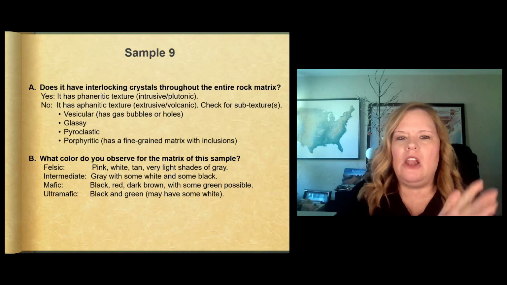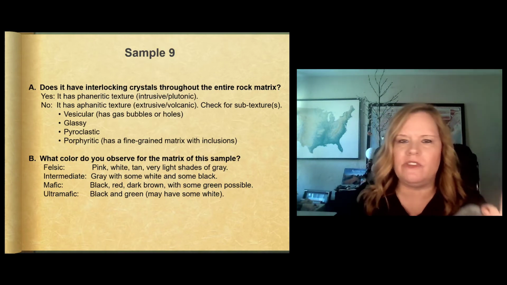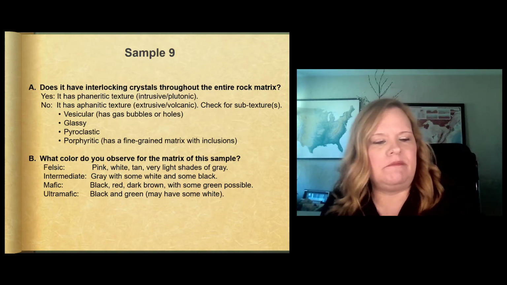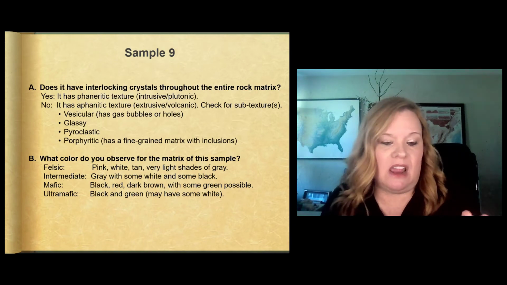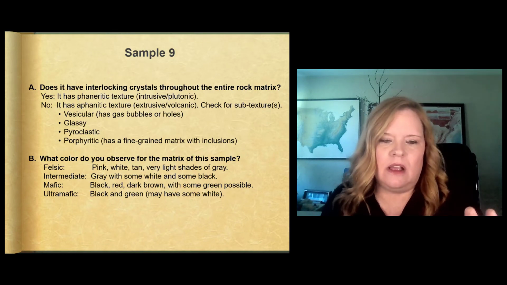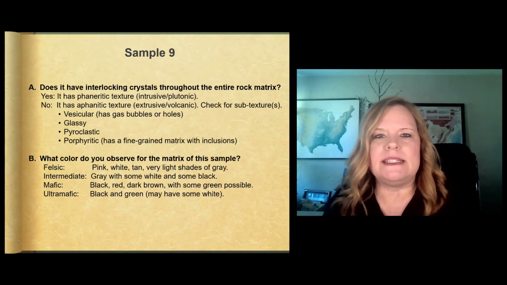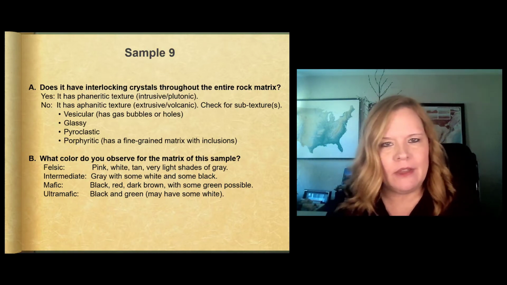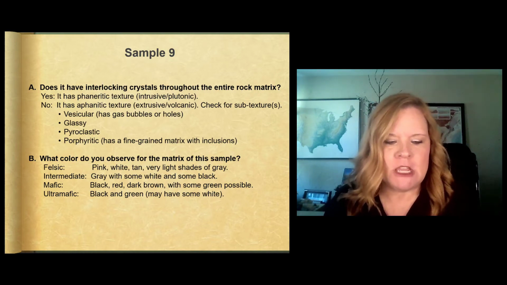So let's look at color. So we know it's not phaneritic, it's aphanitic. Do you see any vesicles? Nope. Do you see any glassiness? Just because it's smooth, there's no true glassy texture like you saw in obsidian. Is it pyroclastic, kind of like the pumice? Nope. Porphyritic, meaning does it have crystals of other things that you can visibly see that aren't interlocking? Nope. So it's none of the above. It's just lava.